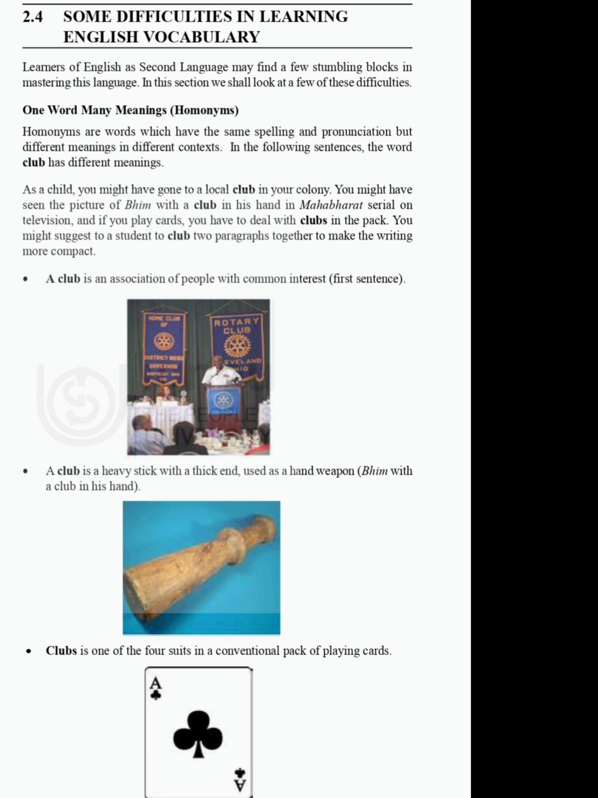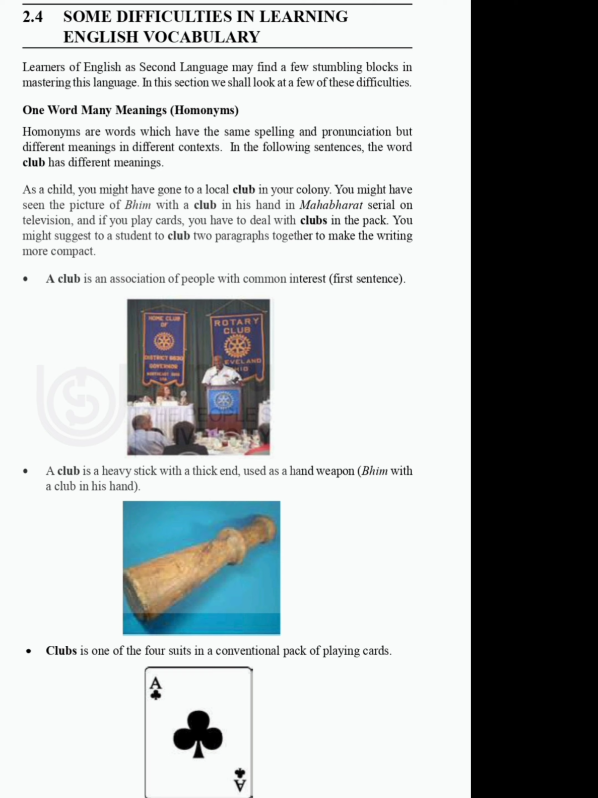Learners of English as a second language may find a few stumbling blocks in mastering this language. In this section we shall look at a few of these difficulties. One word, many meanings: homonyms. Homonyms are words which have the same spelling and pronunciation but different meanings in different contexts.